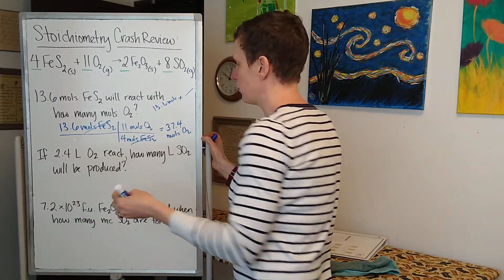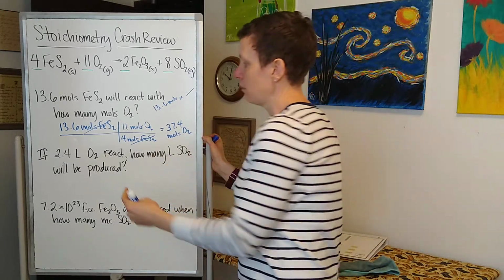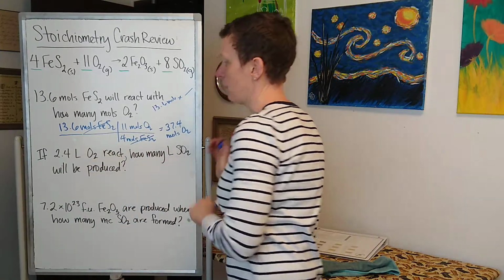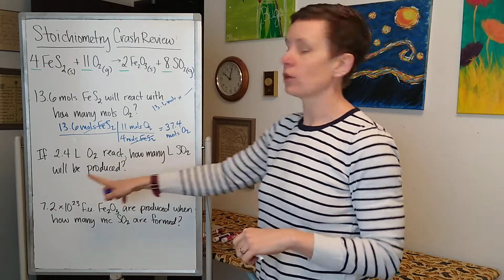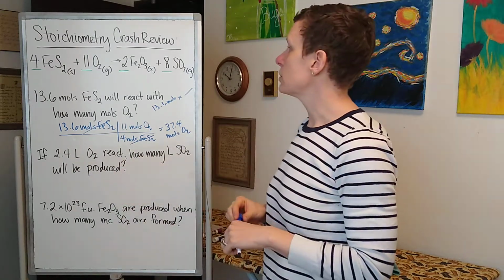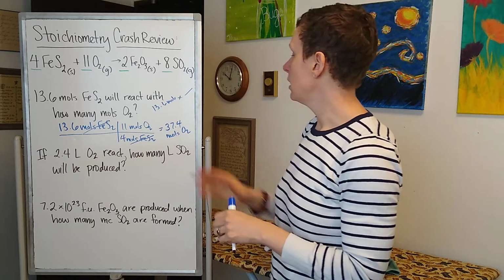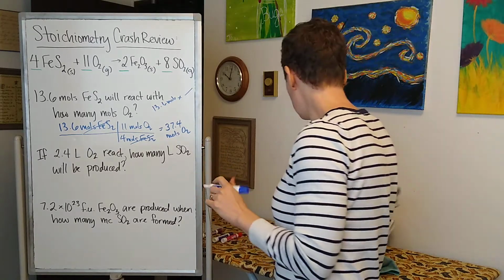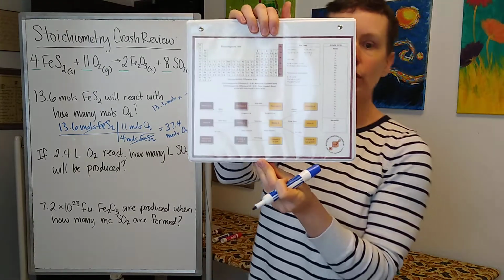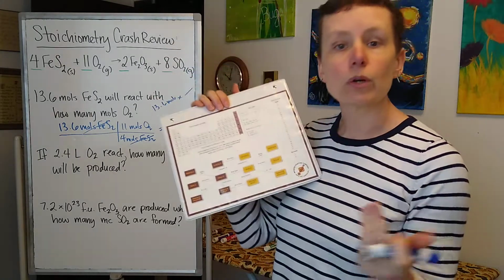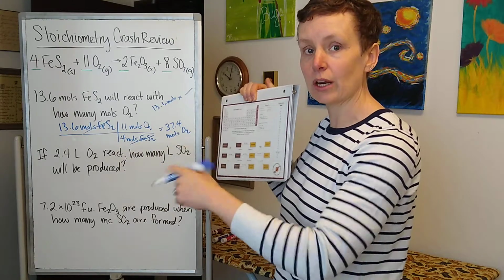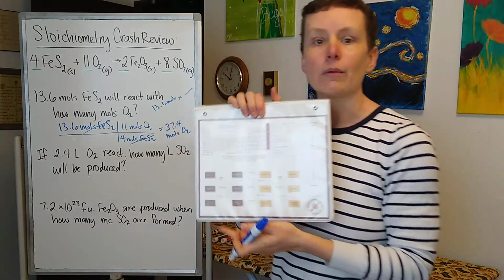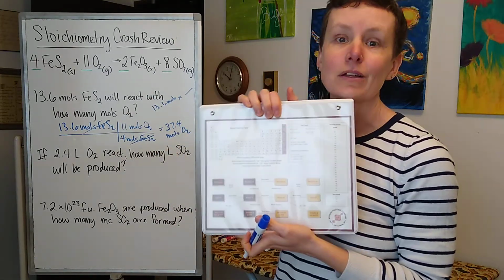Now, the next one's different for a couple of reasons. One, my units are different. I've got liters now. If 2.4 liters of oxygen react, how many liters of SO2 will be produced, okay? So 2.4 liters of oxygen, how many liters of SO2 are going to be produced? Again, we can go back to this molar map, and we're working in STP. Please make that assumption. I have a very narrow whiteboard here. I would have written at STP, but we're just trying to get through things a little bit quickly, okay?